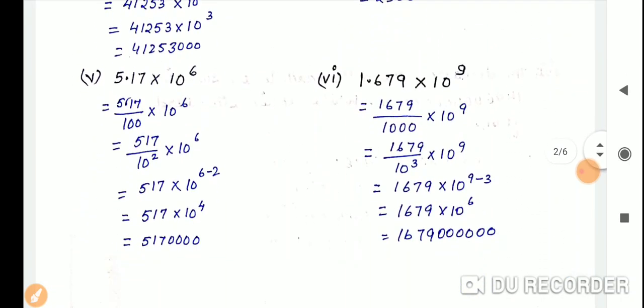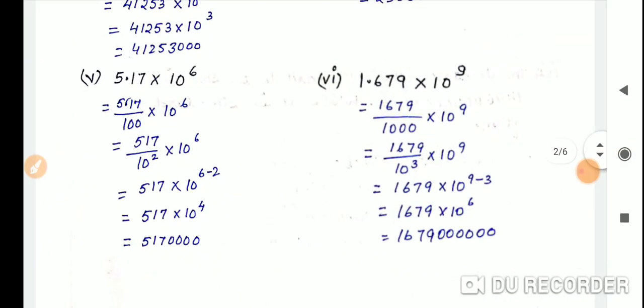I think the exercise is very easy if you have understood the concept. The first one was to change it into the standard form, and the second one is to write in the usual form. Okay, so as you can understand, in your previous classes you have been learning about the standard form and usual form, expanded form also, right? So there is a little difference, but you can understand it in that way only.